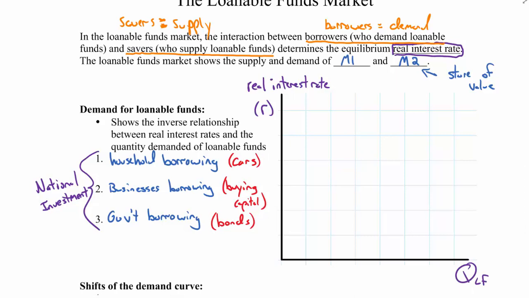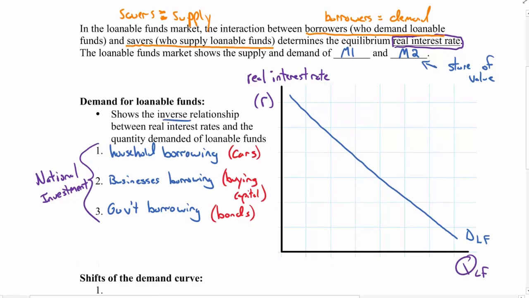The first line I'm going to draw will be the demand curve. The demand curve is just like any other demand curve we've learned so far this year. I use DLF for the demand for loanable funds. It's going to be downward sloping to the right, showing the inverse relationship between interest rates and the quantity. If we have really high interest rates, there's not going to be that much money demanded, because it's expensive to borrow. If interest rates are really low, it'll be cheaper to borrow, and so more will be demanded.